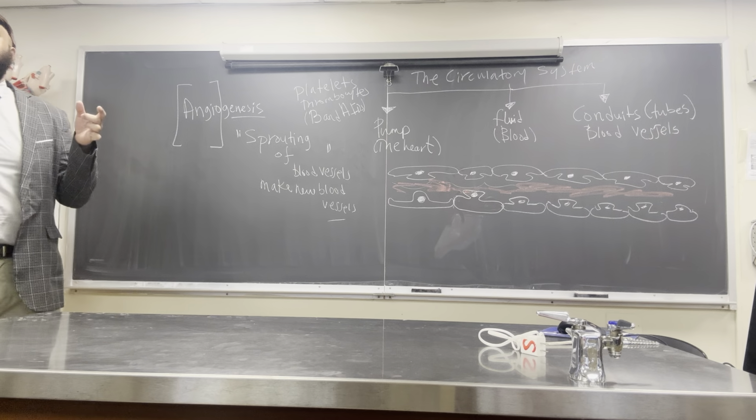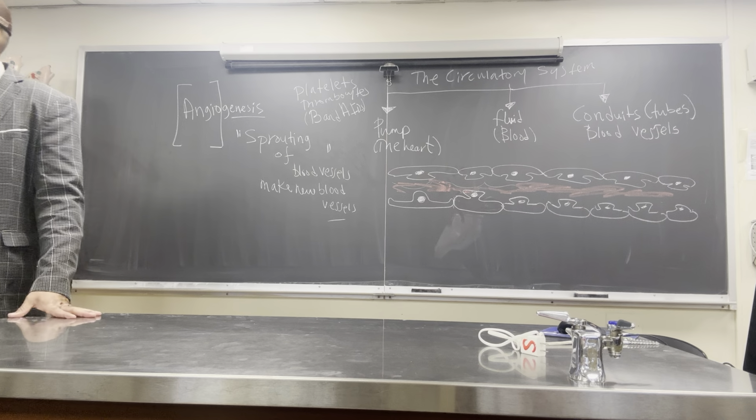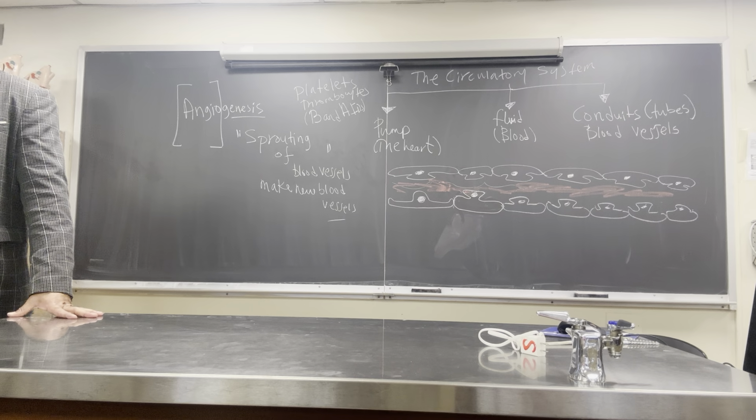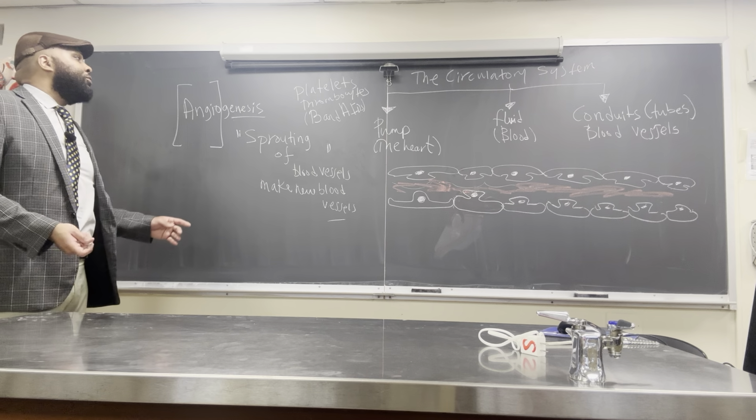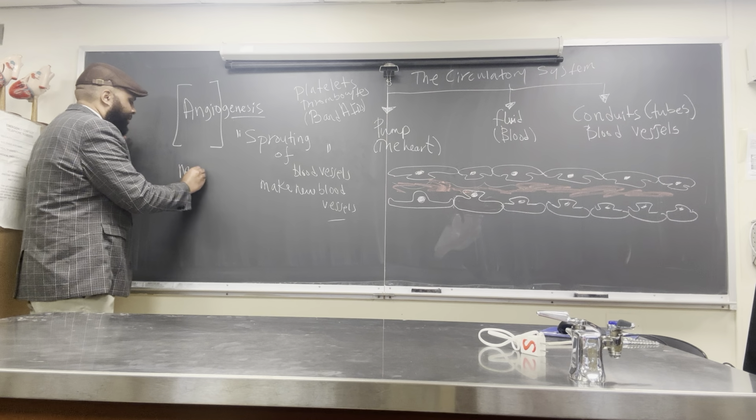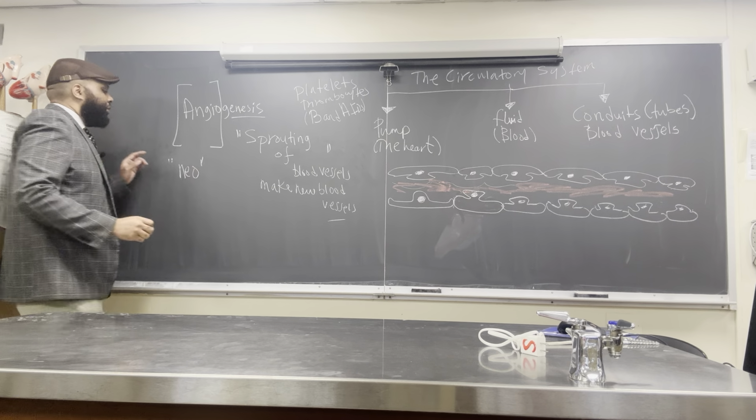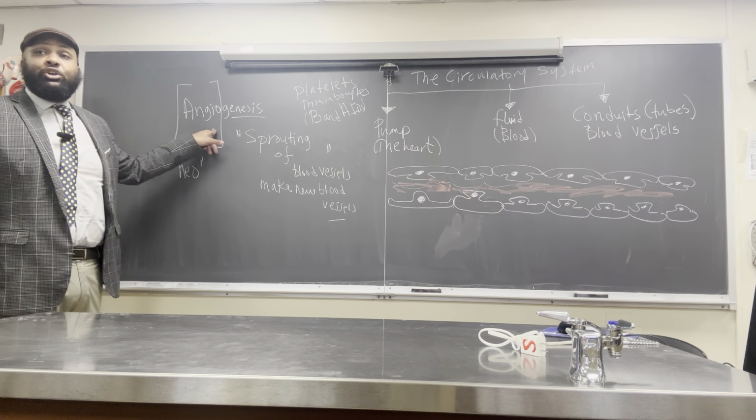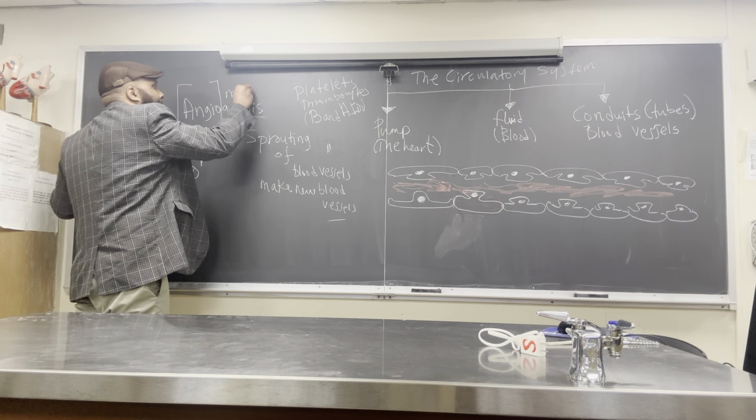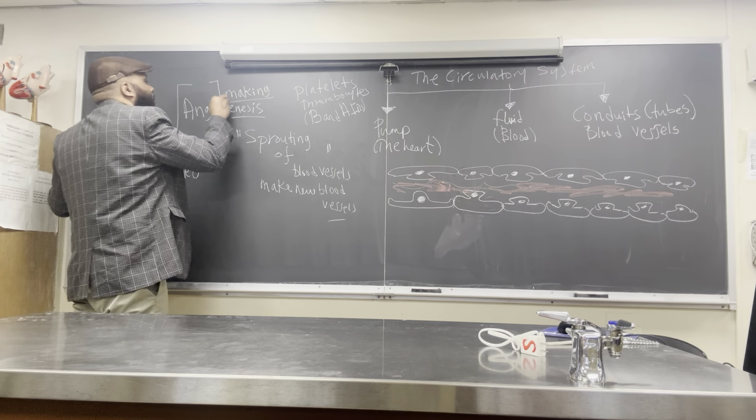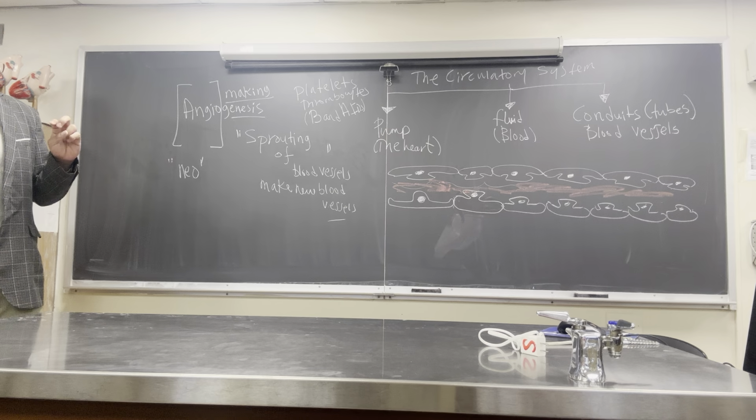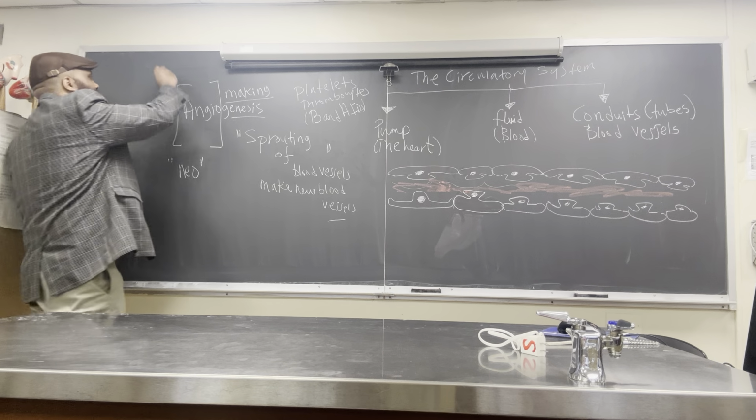Angiogenesis. These are two words in one. You know what genesis means? What does genesis mean? The making of. So new making would be neogenesis. Neo means new. But we don't have neogenesis. We have angiogenesis. So genesis is the making, while angio means blood vessels.